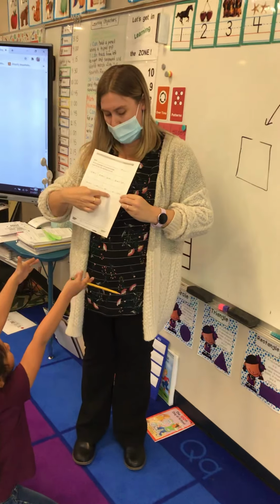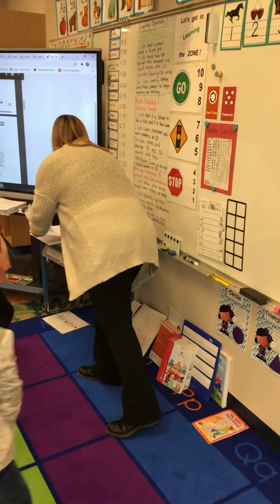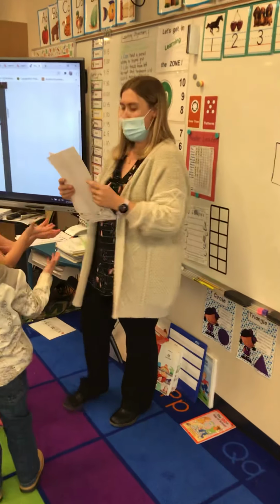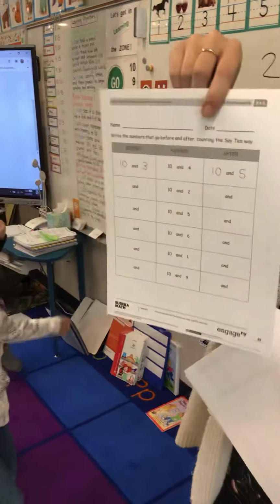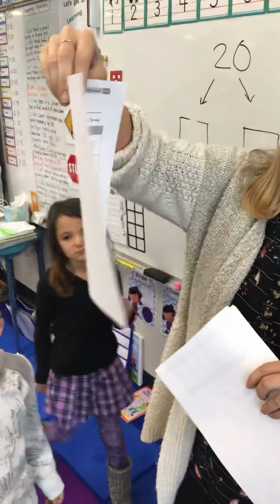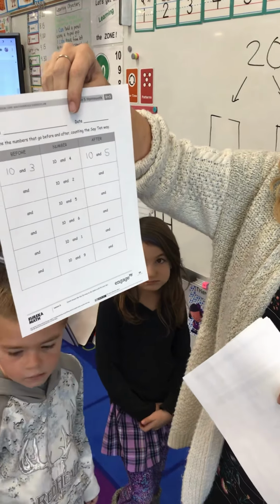If you need any help, my friends, please call me. You will have a homework page as well. The homework, my friends, you are going to fill in the 10. In the middle, it gives you the answer. And on the side, you want to fill in the 10 and 3 is what? 10 and 4 is what?